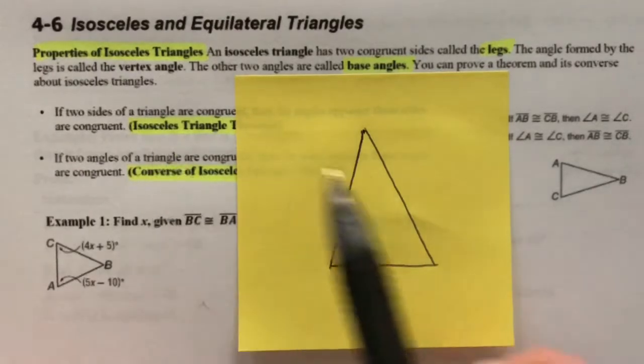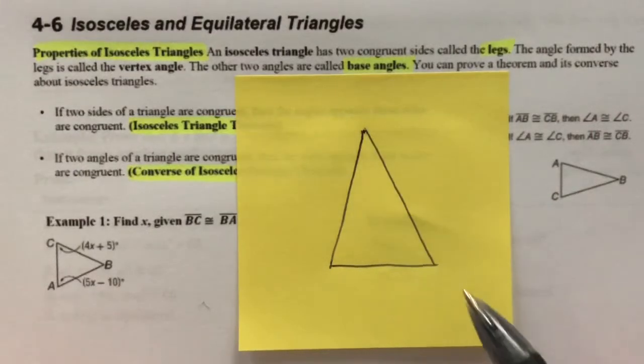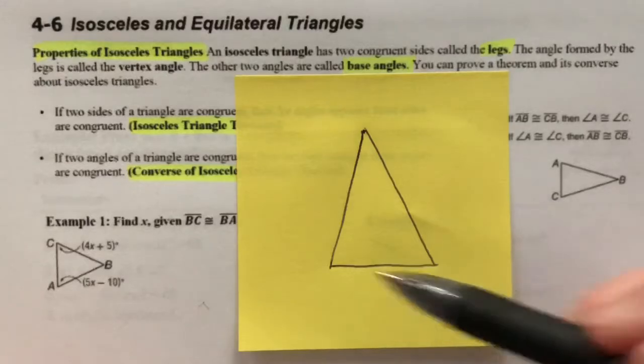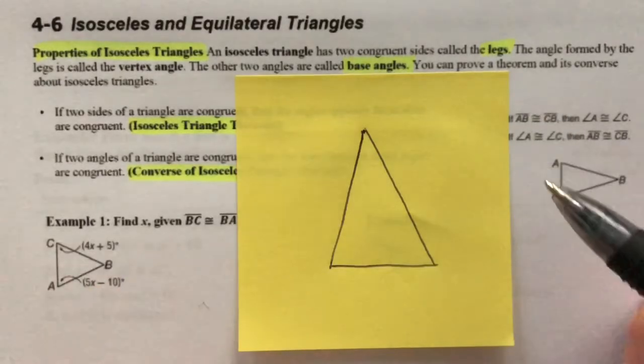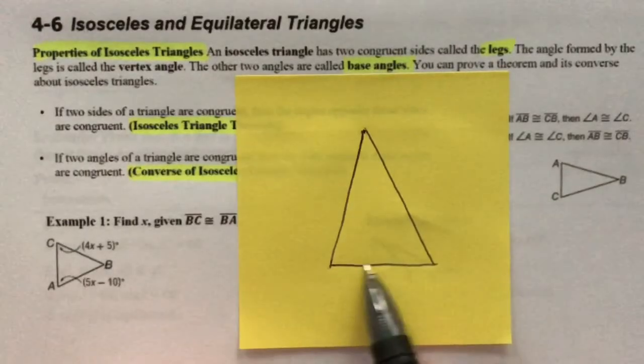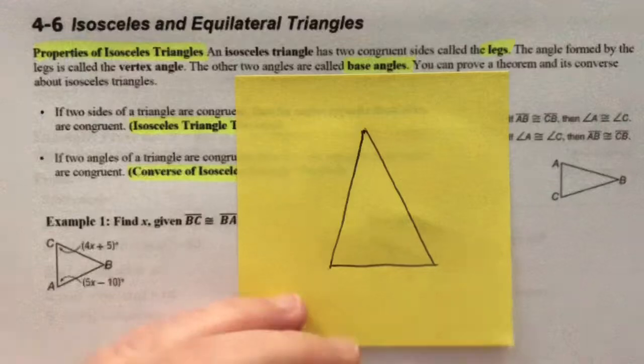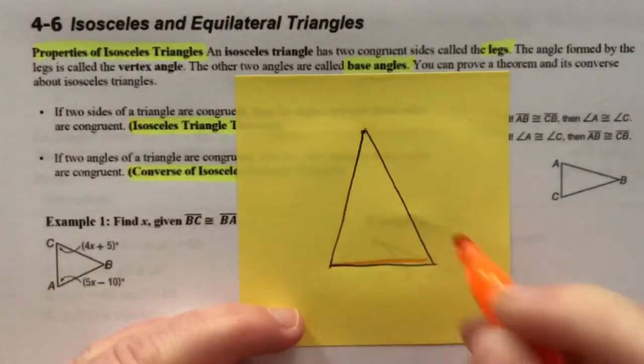So an isosceles triangle is a triangle with two sides that are equal, congruent sides. They have equal measure. And then the third side is kind of the odd man out. It's not equal to the other two. In an isosceles triangle, that third side that's not equal to the other two, we call the base. So that's this guy here.